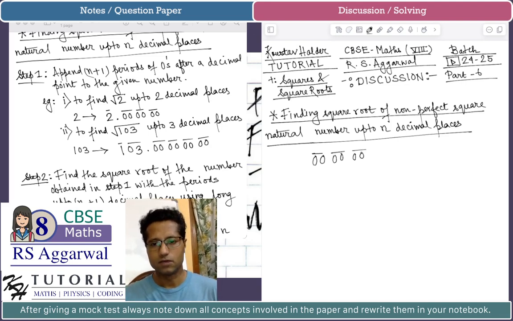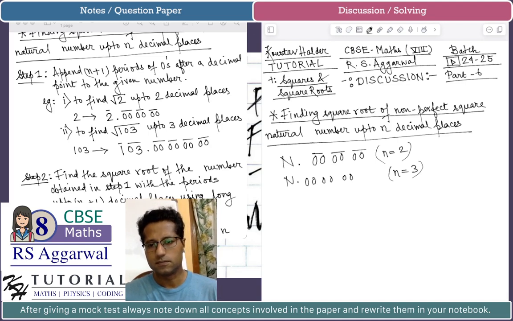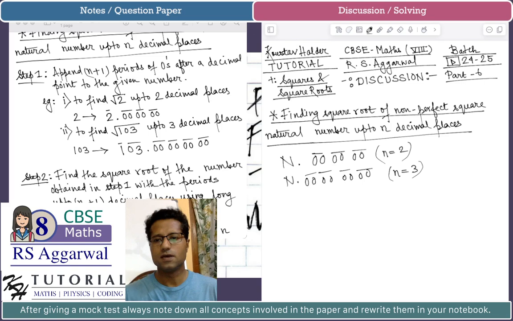So whatever the number n is, we will append the decimal point, and then after the decimal point we will add n plus 1 periods of zeros. If n is 2, we add 3 periods of zeros. If n equals 3, then we will have to add 4 periods of zeros, 4 pairs of zeros, and then we will also create the periods in the given number. So this is the first step.